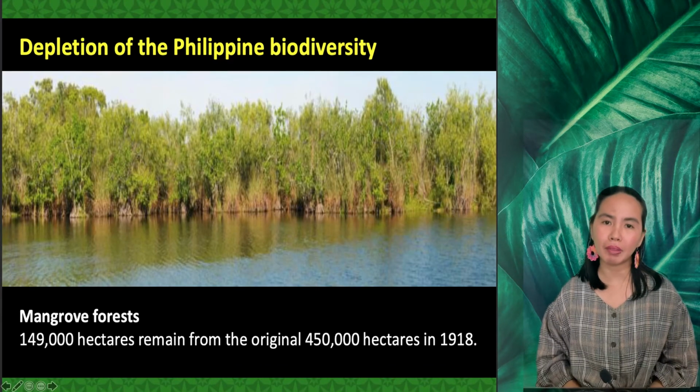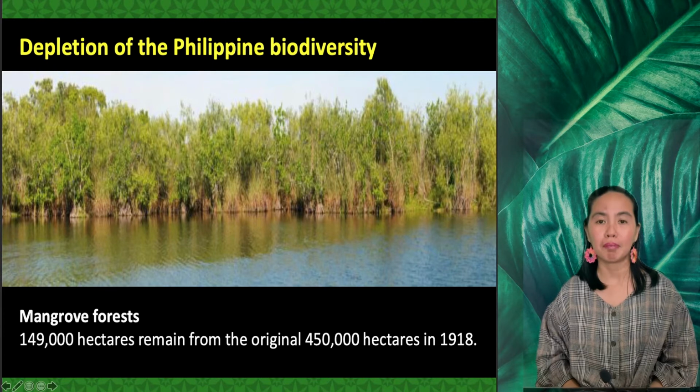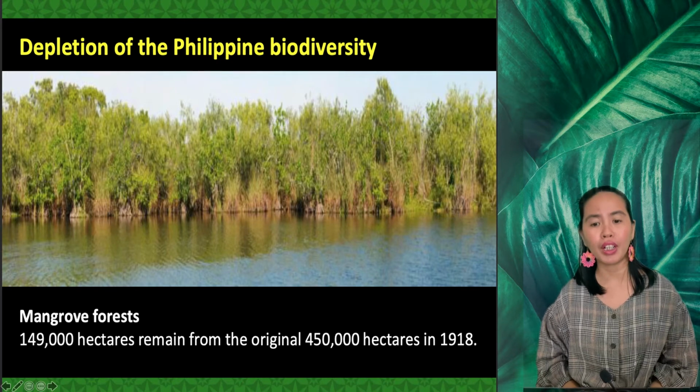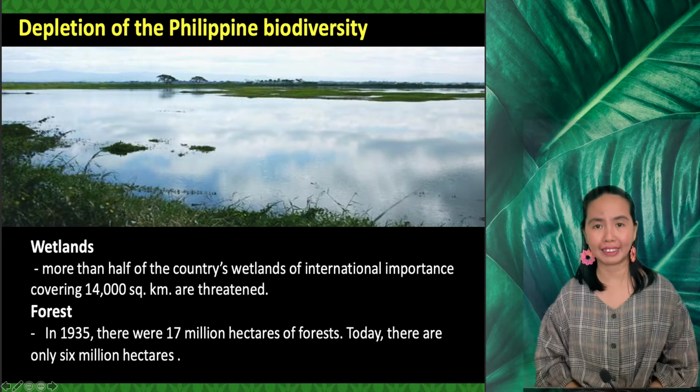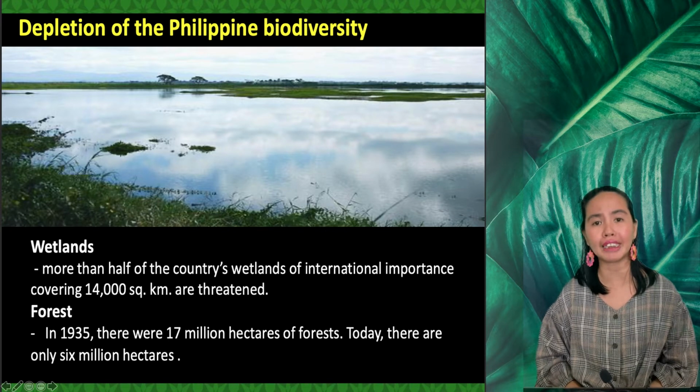Depletion of the Philippine biodiversity. Mangrove forest: 149,000 hectares remain from the original 450,000 hectares in 1918. Wetlands: More than half of the country's wetlands of international importance, covering 14,000 square kilometers, are threatened.